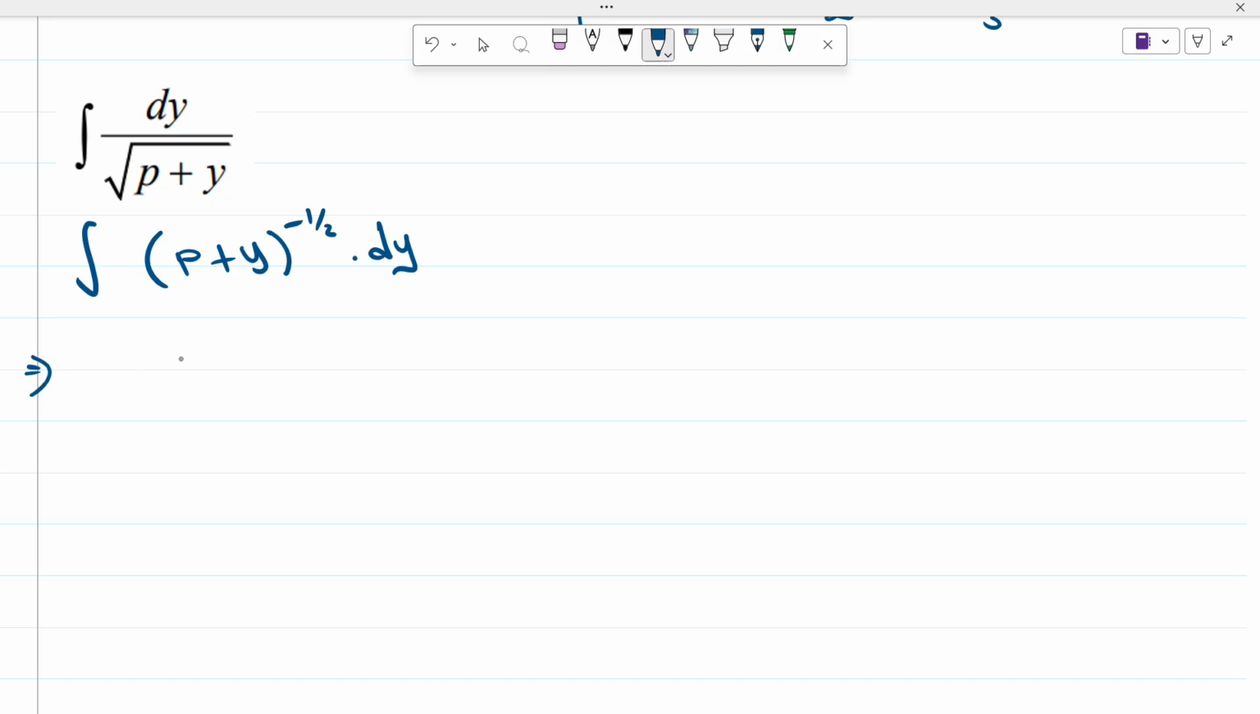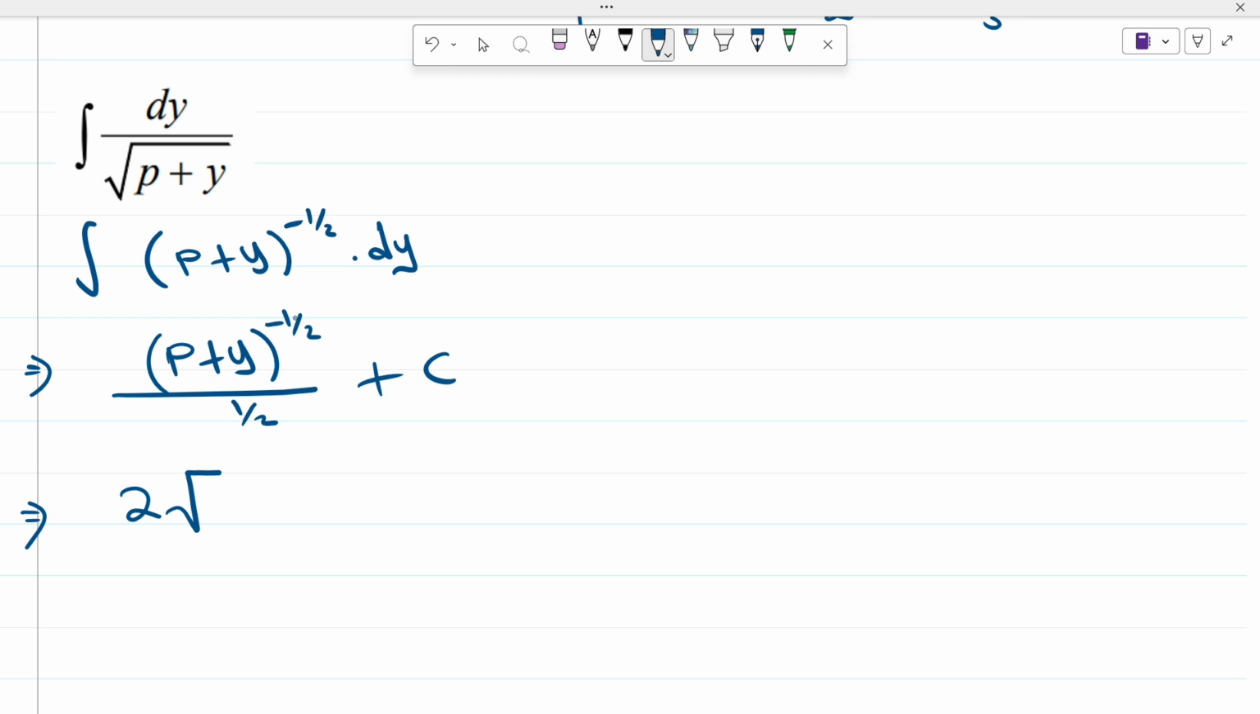So the answer for this one, when we use the general power rule, is going to be (2 plus y) to the power negative half plus 1, that's your positive half, and then divided by a half, plus c. Of course we can rewrite this answer in this format. The 2 will go up there. Hey, why did I write negative half there? I'm sorry, guys, it's positive half. And then we can rewrite this as 2 times the square root of 2 plus y, plus c. So that's your answer.